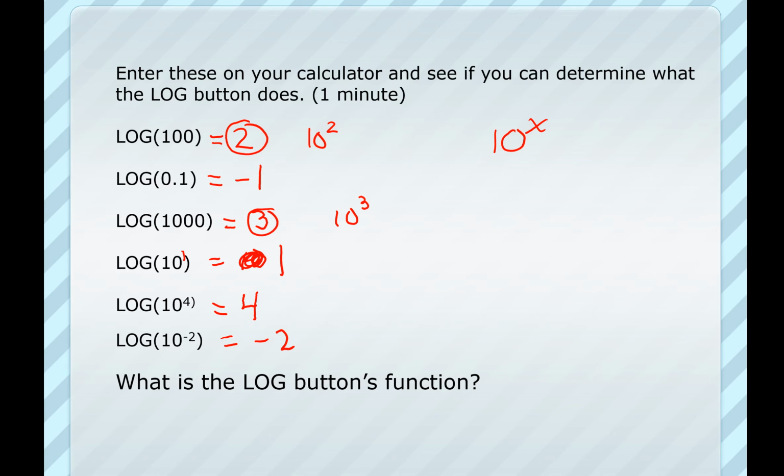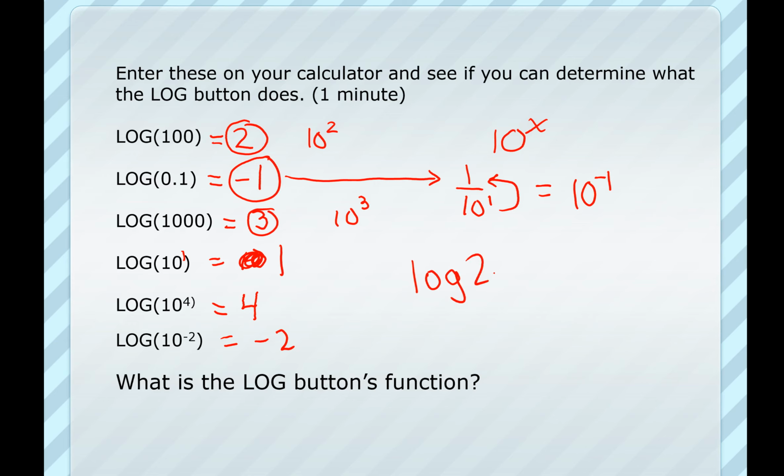Okay, so you're thinking, why is log of 0.1 equal to -1? Well, 0.1 as a fraction is 1/10, which is 1 over 10 to the first. If I move that to the top, that becomes 10 to the negative first, which we come up with an answer of -1. So now type log of 2 on your calculator. Okay, if I type log of 2, I get a decimal.